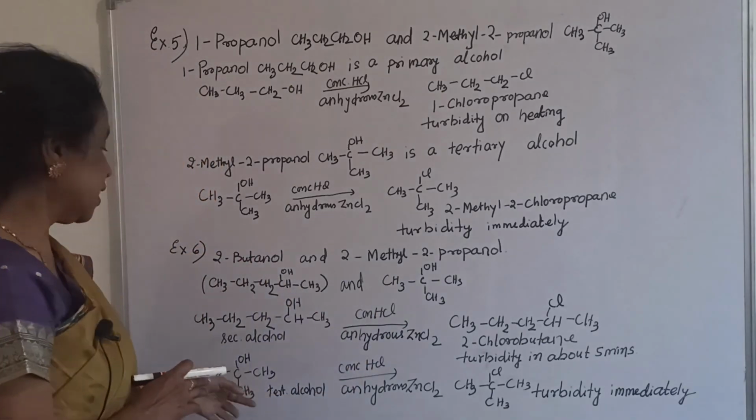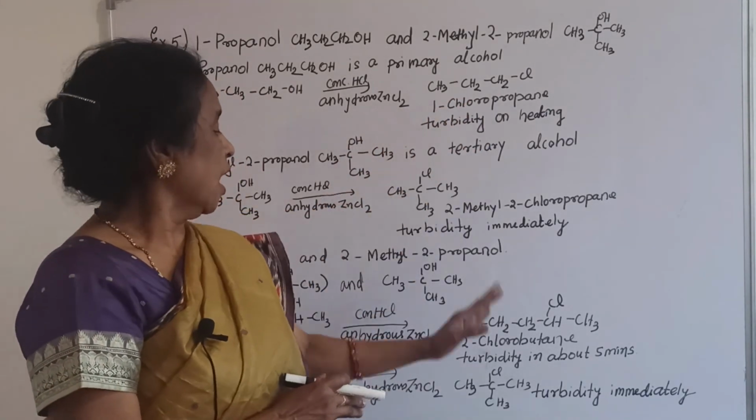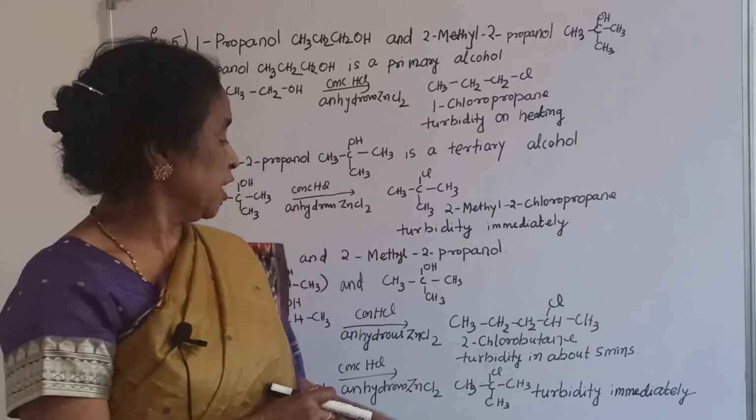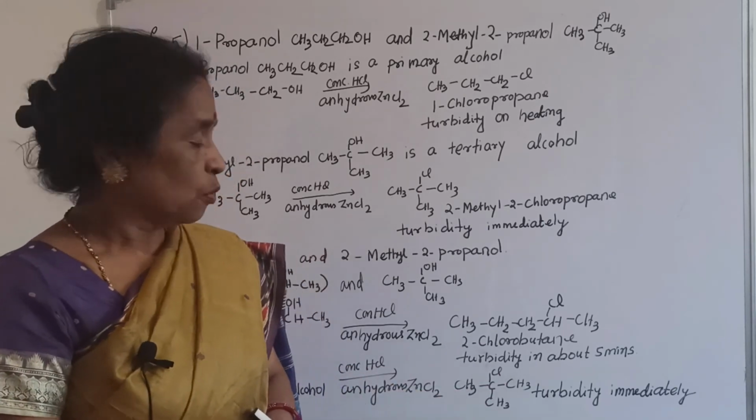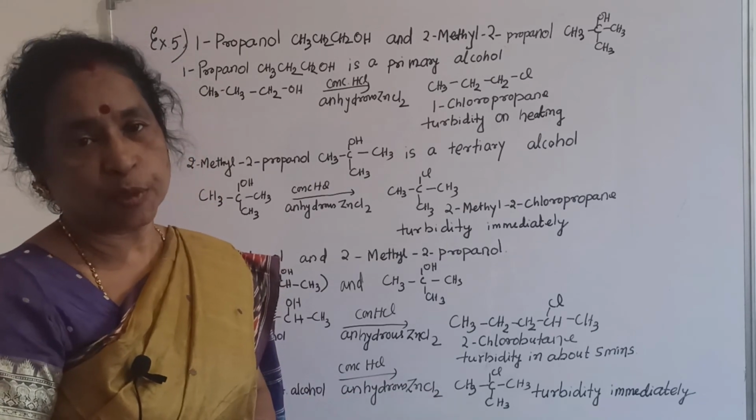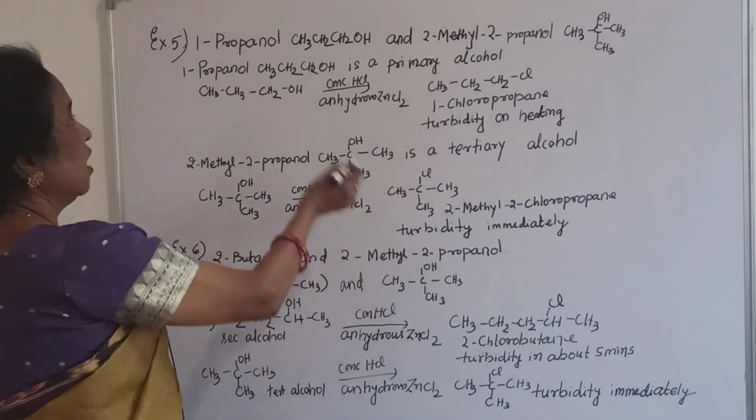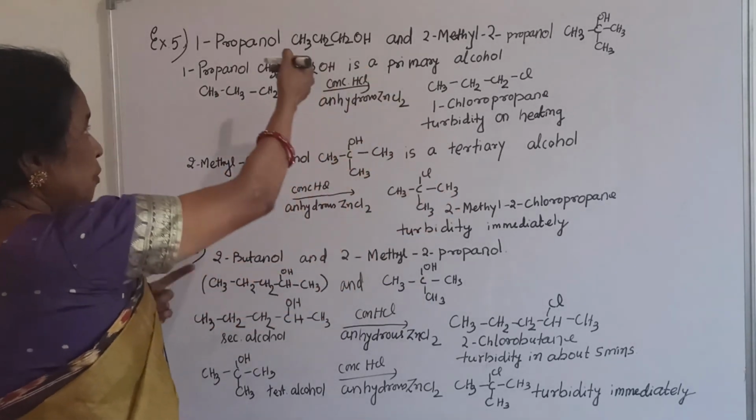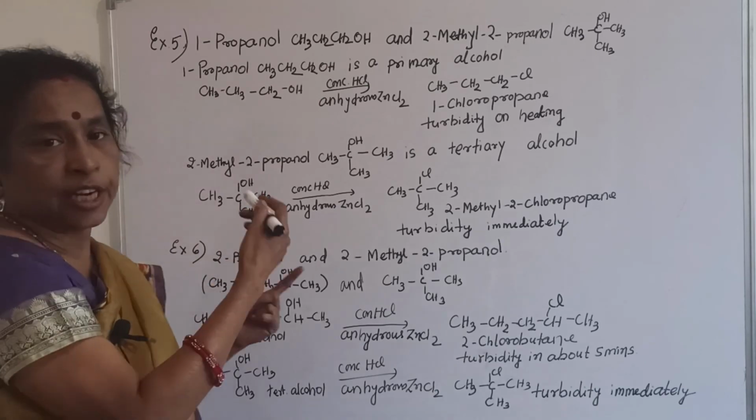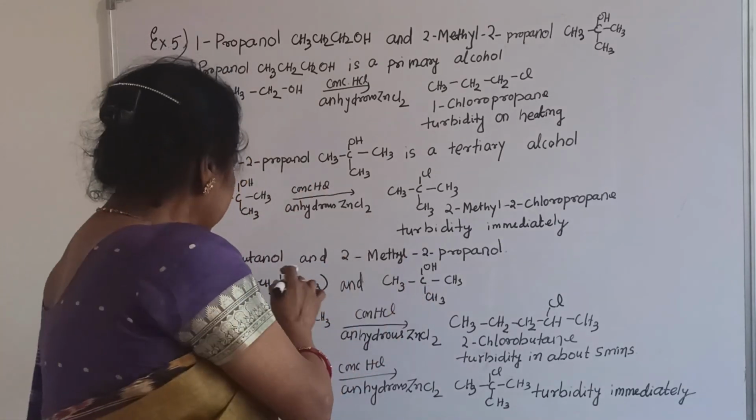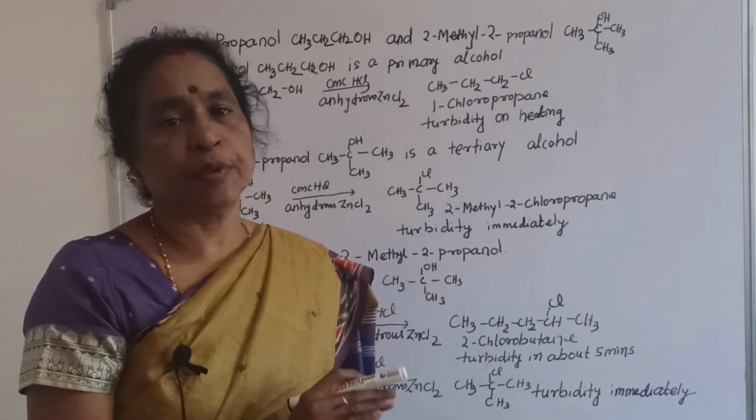Here tertiary alcohol, as before, gives a tertiary alkyl halide, which gives turbidity immediately. So you can differentiate between secondary and tertiary, and primary and tertiary. Similarly also primary and secondary. Primary on heating will produce turbidity, and secondary within about 5 minutes turbidity will be produced.